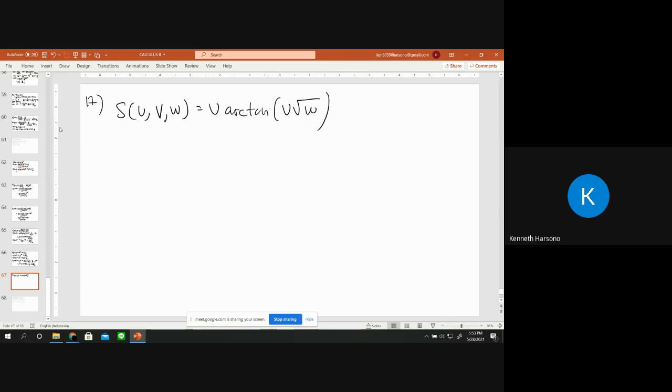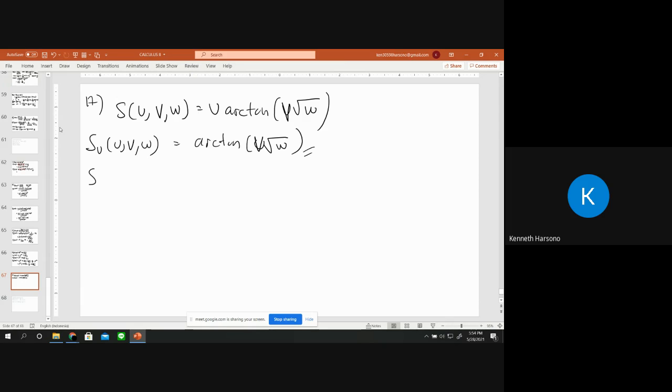Okay, let's discuss this one. If you derive it with respect to U, you can just ignore this one, right? So just eliminate the U here and it just becomes arctan. Sorry, it's U times the square root of V W. So it just becomes this one.